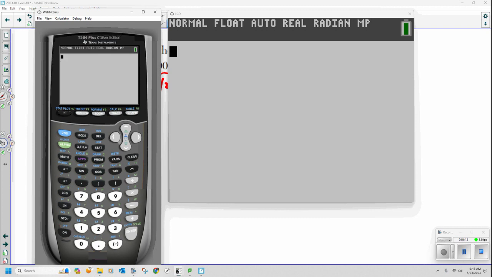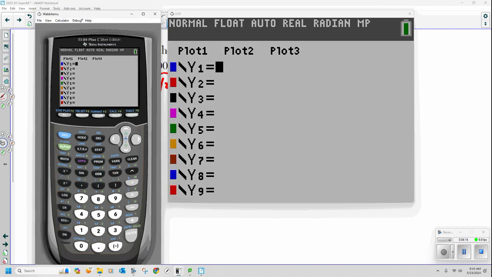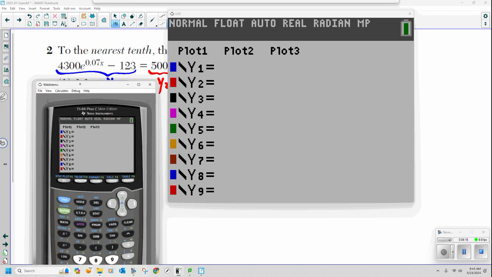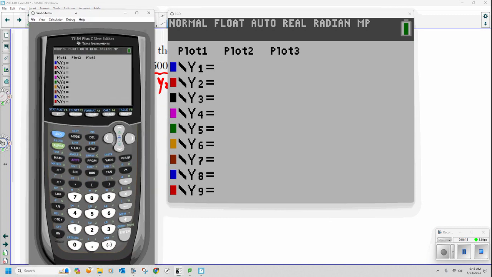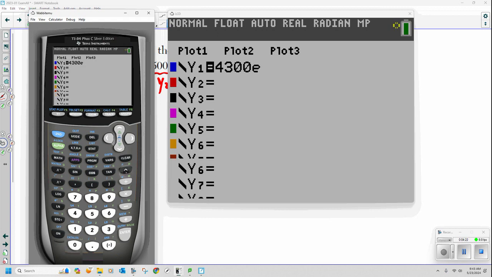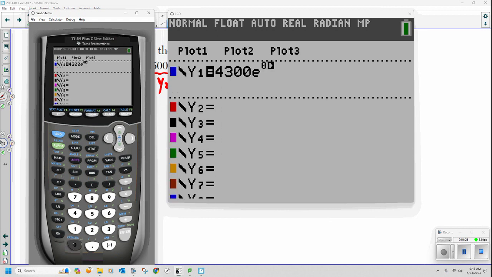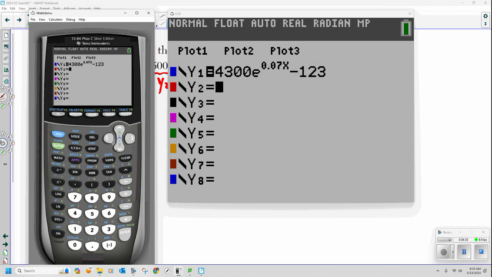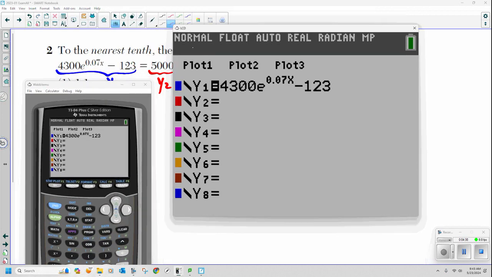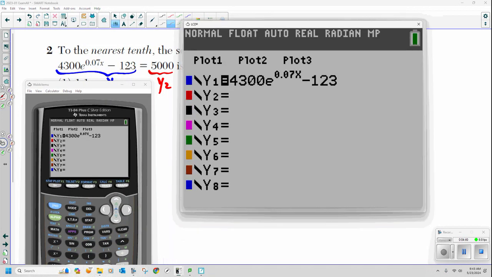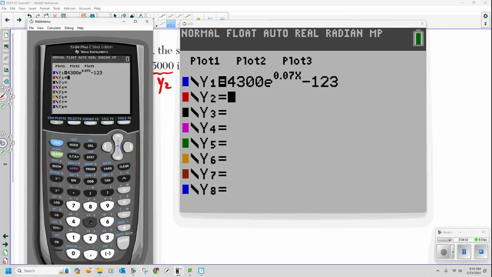Turn this on, we'll go to y equals, and the equation that starts with 4,300 is going to go in the blue. So I have 4,300 times e raised to the 0.07x. Pop out of the exponent and subtract 123. That's going to equal, the equation we have in red, 5,000. That's going into y2. So 5,000.